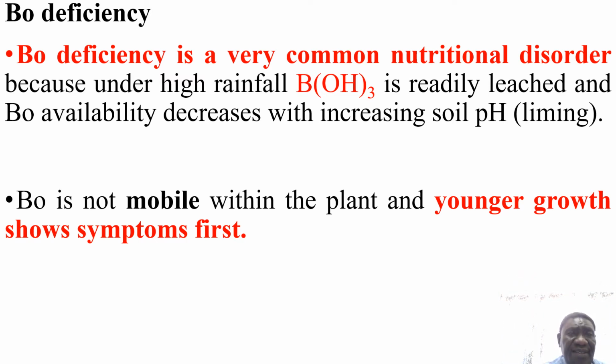Boron deficiency. Boron deficiency is a very common nutritional disorder because under high rainfall, boron hydroxide is readily leached, and boron availability decreases with increasing soil pH, that is, liming. Boron is not mobile within the plant, and younger growth shows symptoms first, just like what happens with iron.